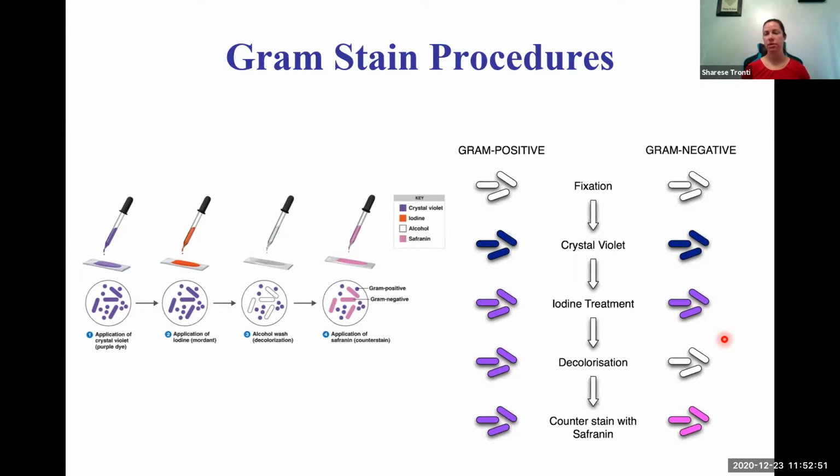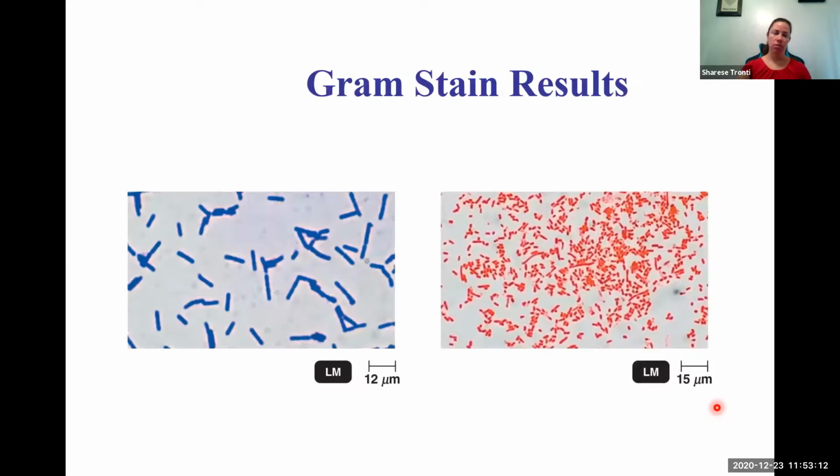Last step is going to be to add a counter stain. And we're going to add safranin, which is a reddish pink color. That pink color is not going to have any effect on the cells that are already purple, but in the clear cells, it's going to stain them pink so that we can see them. So the final result will be gram-positive cells are going to be this purple color, and gram-negatives will be this reddish pink color of the safranin. That's gram stain.